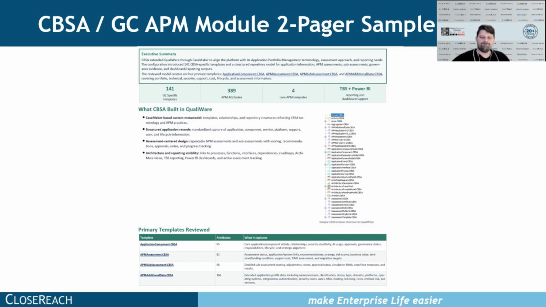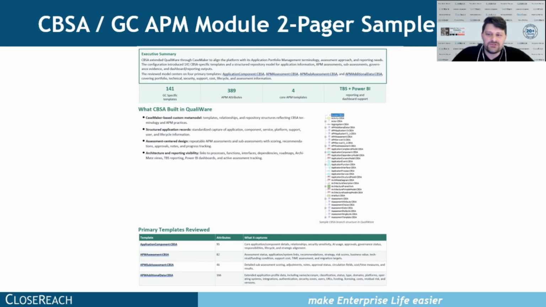So we've created a two-pager, and it highlights some aspects of the APM meta model that CBSA has built. There's an executive summary, what has been built, some of the primary templates we've reviewed, and the number of templates and attributes that we have seen.